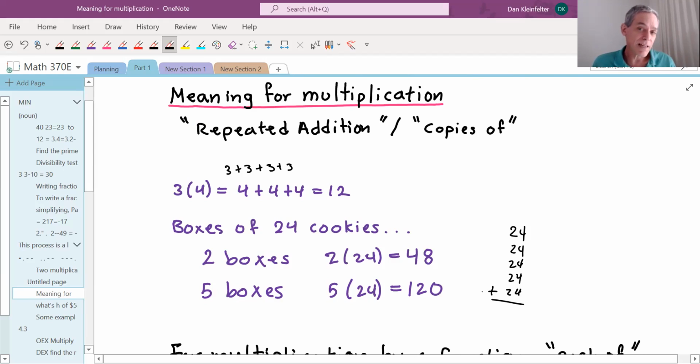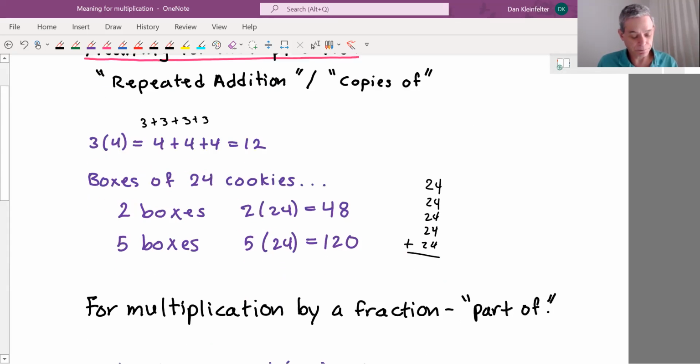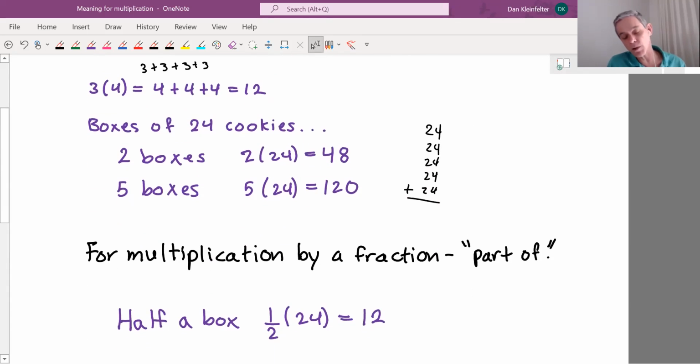When you're multiplying by a fraction, it takes a different kind of way of thinking. We're going to think of multiplication by a fraction as taking a part of an amount. That is, if you were to take 1/2 times 24, it's hard to really think about how can I add 24 half of a time. It's kind of awkward and hard to think about it that way. So instead, we'll think of it as taking a piece of something.